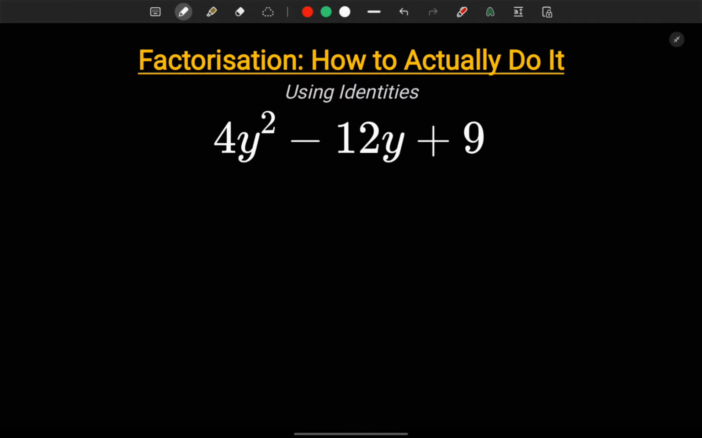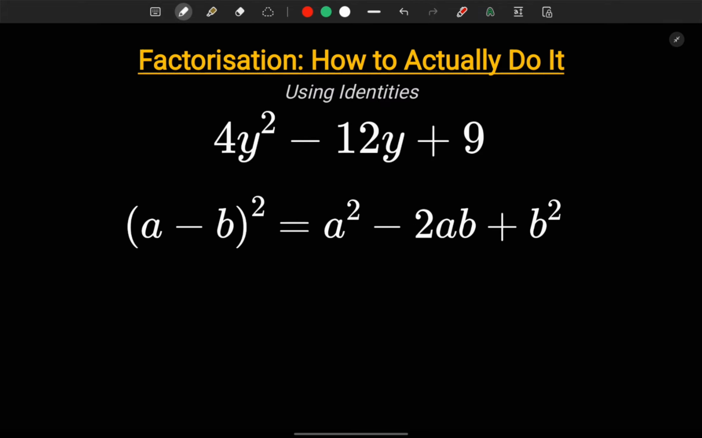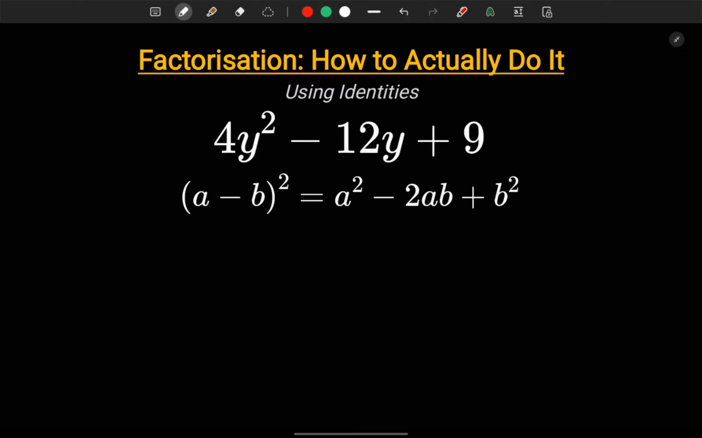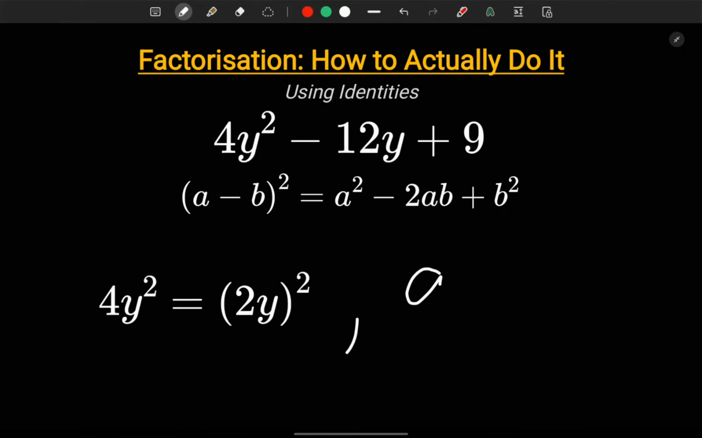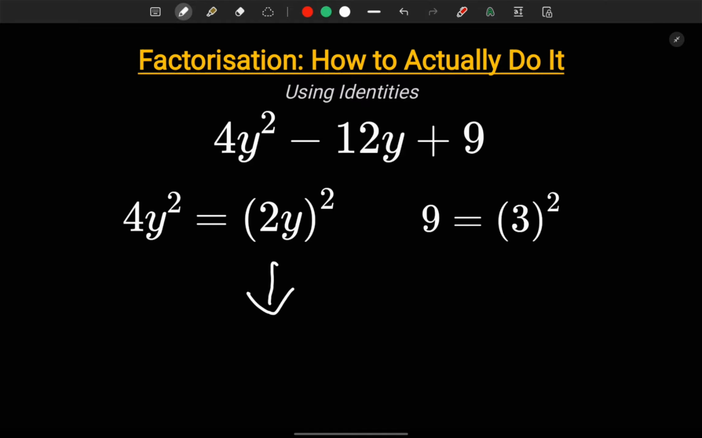Here's another example. 4y squared minus 12y plus 9. Now in this case, we're going to use this identity: a minus b the whole squared equals a squared minus 2ab plus b squared. Now, looking at the latter part of this identity, you can already see it kind of looks like our question. We can simplify 4y squared as 2y the whole squared, and 9 as 3 the whole squared. We can take 2y as a and 3 as b.